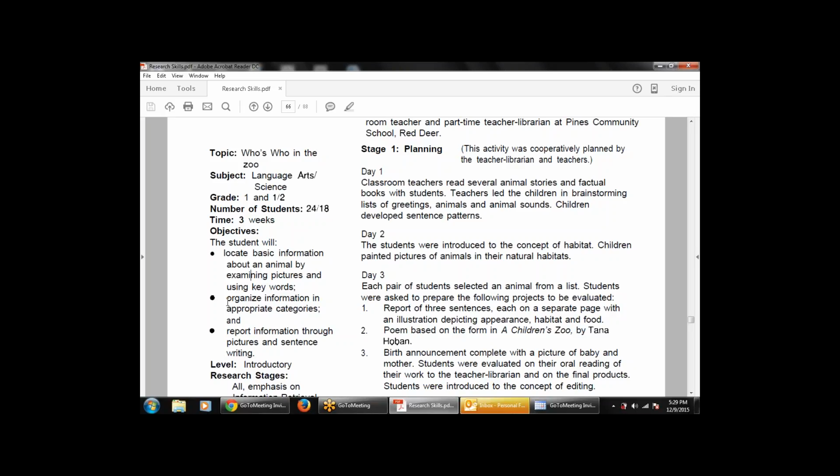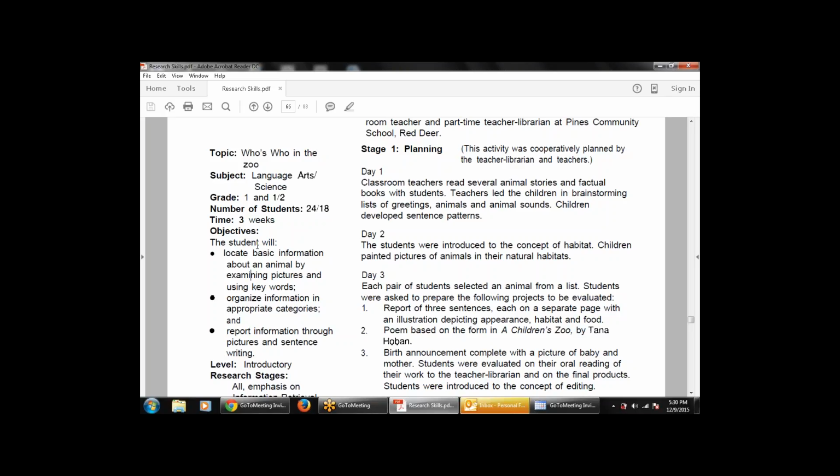So first is locate the basic information, then organize the information in various categories, that is, proper order must be maintained. Then report the information through pictures and sentence writing, that is, the information is passed on or reported through the pictures and the sentence writing.